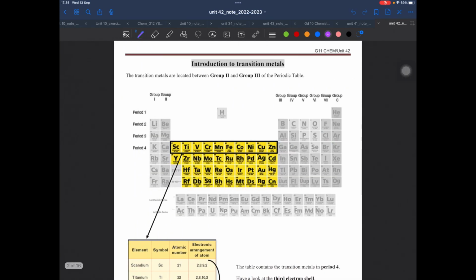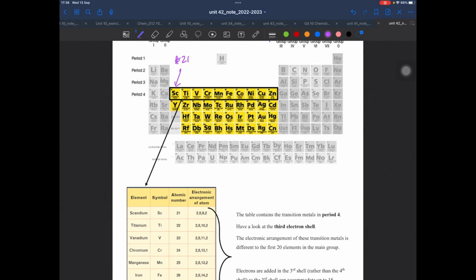Now, first of all, what is meant by transition metal? Well, that is some metal between group 2 to group 3 started from period 4. So let me write down. That is started from 21, scandium, and in DSE we only focus on those metals in period 4, so don't worry.